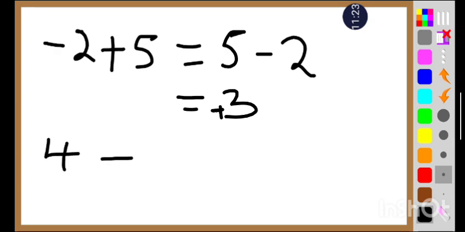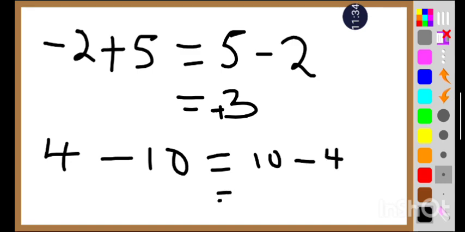If it is 4 minus 10, neglecting the signs means 10 minus 4, which gives us 6, right? Now, what is the sign of the larger number? The sign is negative. So 4 minus 10 is negative 6. With those rules, we are able to do those operations, adding directed numbers, subtracting, and so on.